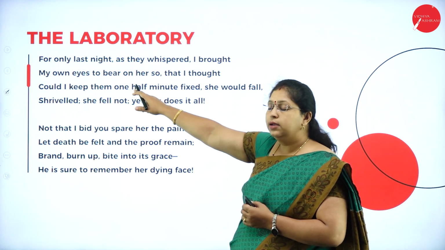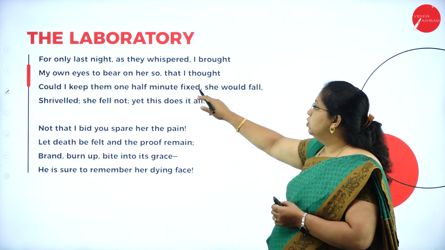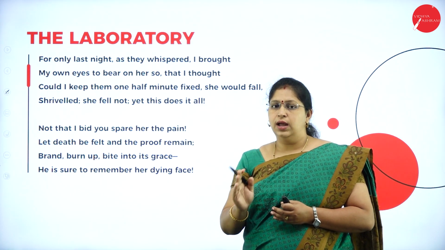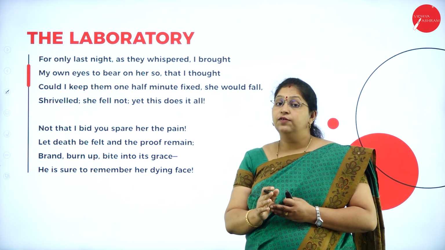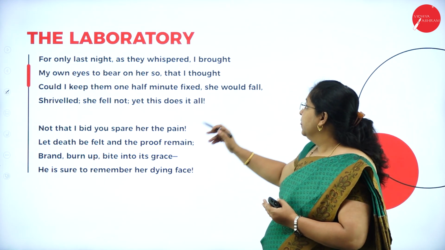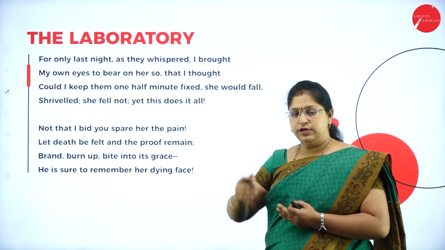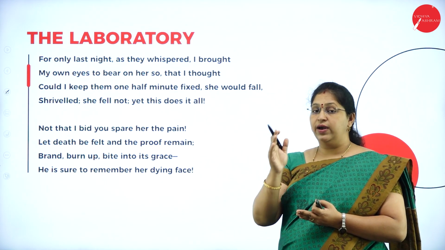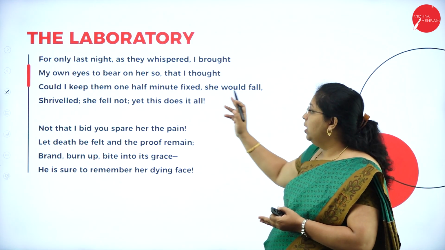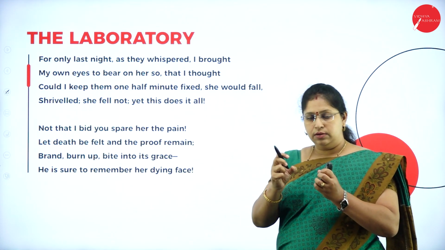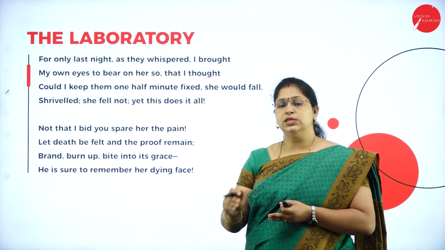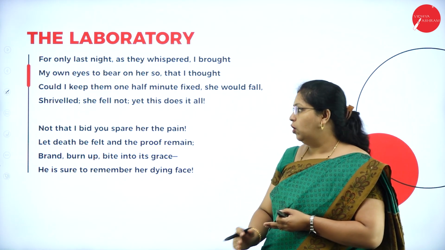Okay. So I kept my own eyes to bear on her, so that I thought, could I keep them half minute fixed. So half minute, one and a half minutes she wanted it to be fixed, because in that time she wants her to drink the poison. She would fall shriveled. So if she drinks that, in one and a half minutes, if I watch them, if I do not let anybody help them, after drinking the poison she will fall and she will be shriveled. Shriveled means squeezed. She fell not, yet this does it all. If she doesn't fall also, this poison will definitely do it. It will make her fall.